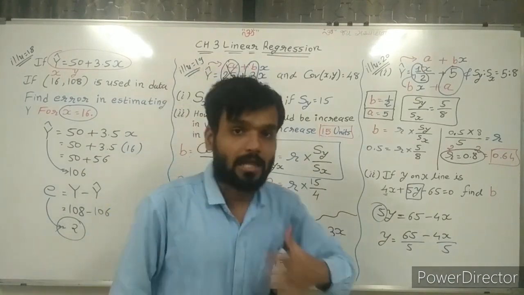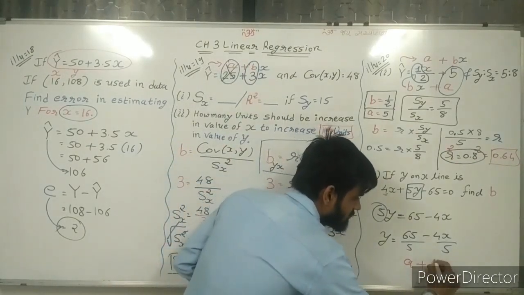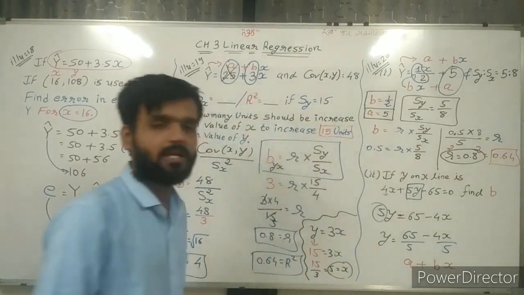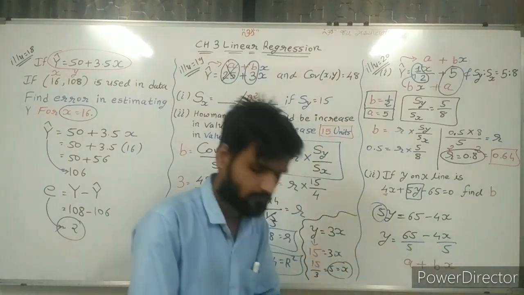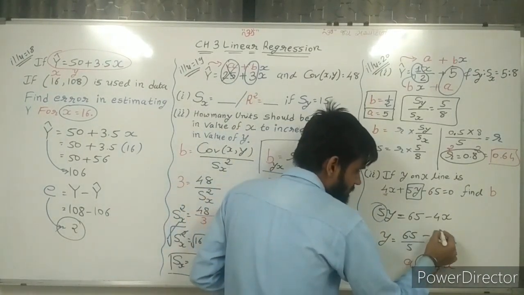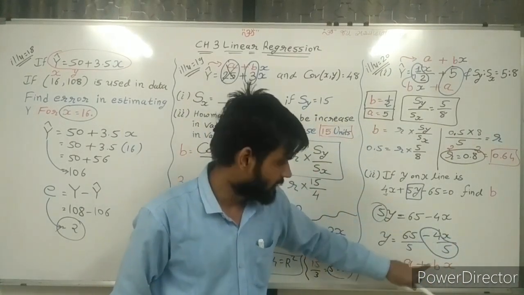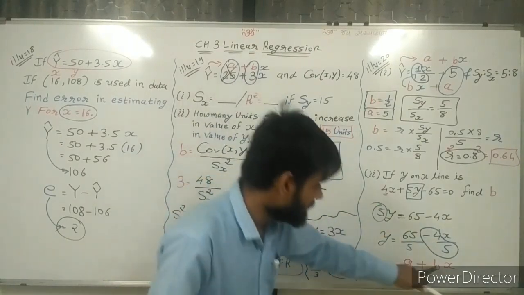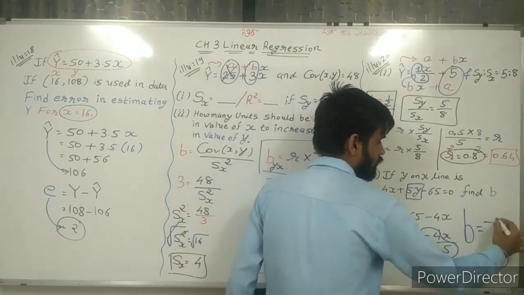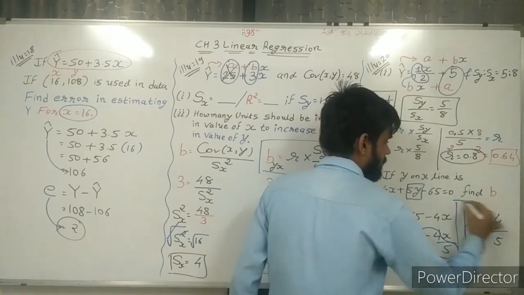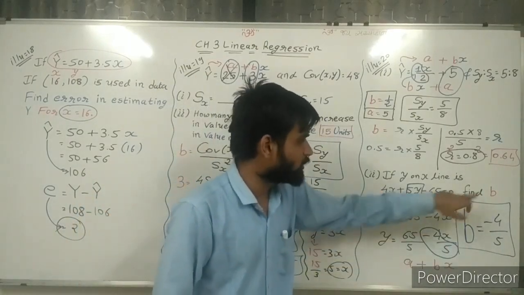So now what do I need, sir? Compare now with a plus bx. Now see, what is with x? As a student you are making a mistake. You are not taking the sign. Here plus is given, here minus is given. So here b is equal to minus 4 by 5. So my value of b is equal to minus 4 by 5. This is the exact answer of b, which we needed to find.